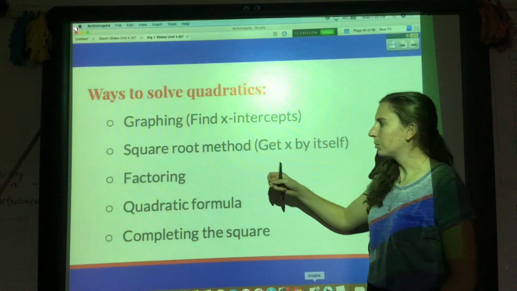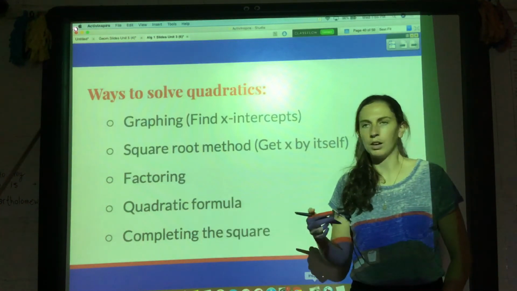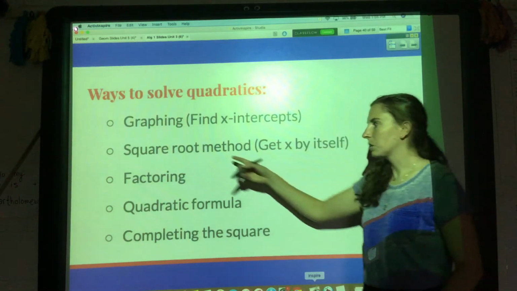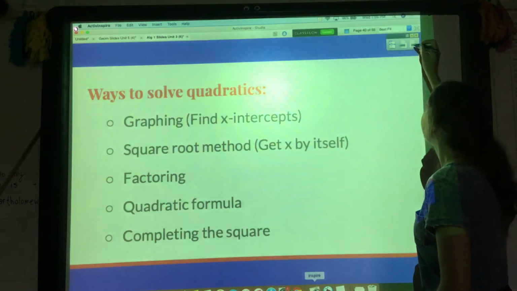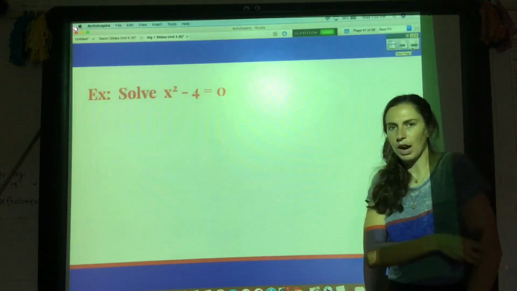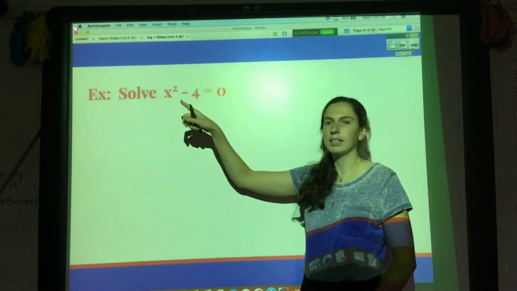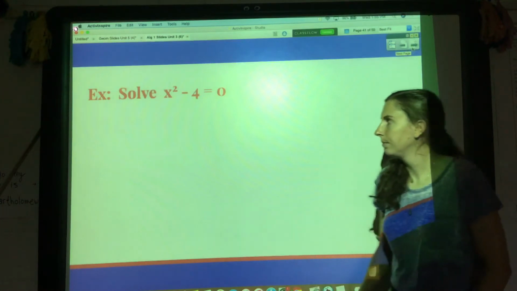So today we'll talk about the square root method. There are other methods that we'll get to as well, but square root method today. It's called the square root method because literally you take the square root. You'll see in a second. For example, here's a quadratic. Remember, a quadratic means the degree or the highest exponent is 2. So this is a quadratic, pretty simple one.